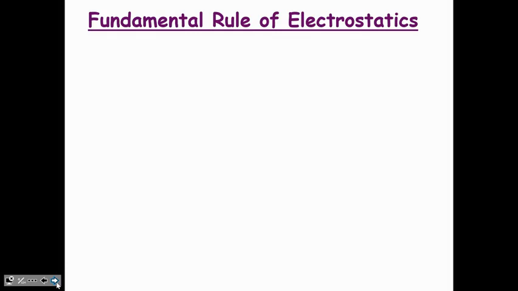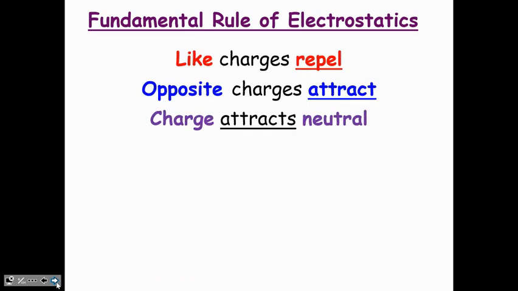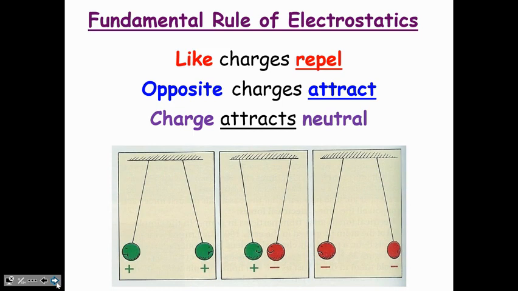Which brings us to the fundamental law of electrostatics. When charged objects interact with other objects, electric forces result that either attract or repel the objects. Like charges, such as positive and positive, or negative and negative, repel each other. In other words, they push apart from each other. Whereas opposite charges, positive and negative together, attract.